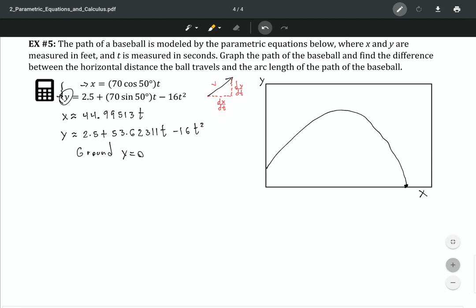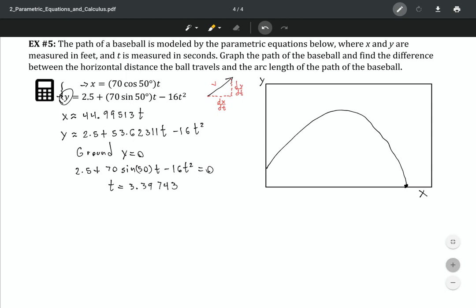So I'm going to set this equation equal to 0. And then I'm going to solve for t. So you can put that on your calculator, find out where it crosses the x-axis, in this case, on the calculator. And that should get you something about like this.